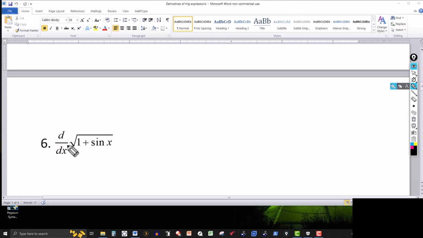Now for this one here, we have the derivative of the square root of 1 plus sine of x. So you can think of this as 1 plus sine of x to the 1/2 power. You can use the general power rule along with the chain rule. So the 1/2 comes out in front, and then we subtract 1 from the 1/2 there. That gives me a negative 1/2.